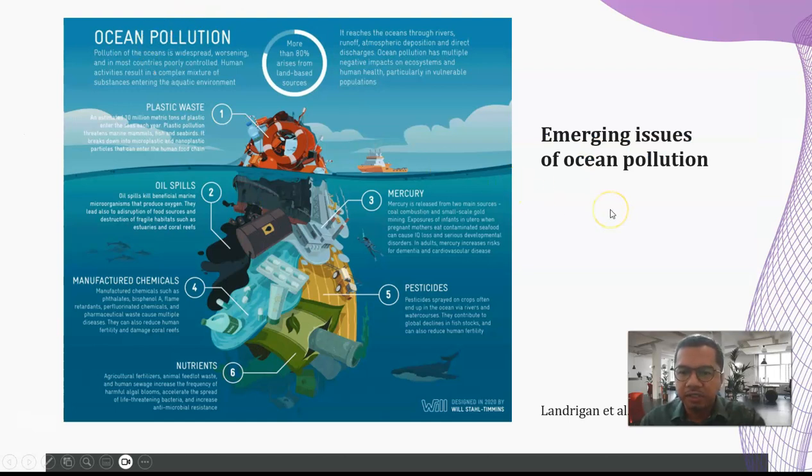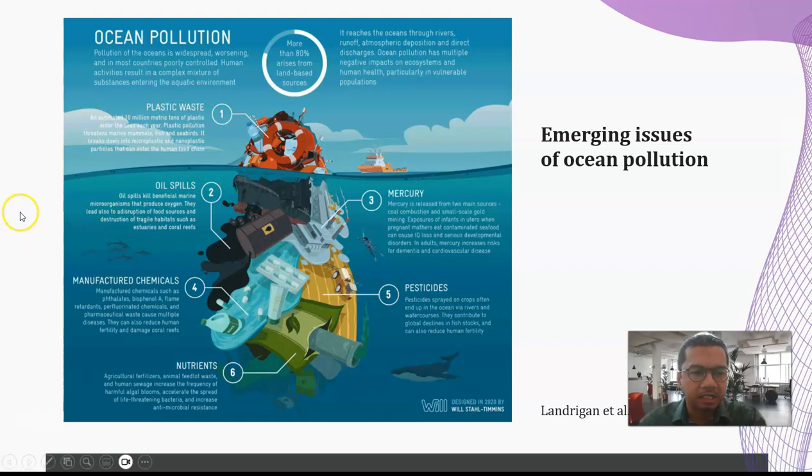Some issues of emerging ocean pollution, as we can see from this figure, have arisen over several decades. So the first one we can see here is plastic waste. It is estimated that around 10 million metric tons of plastic enter the seas each year.